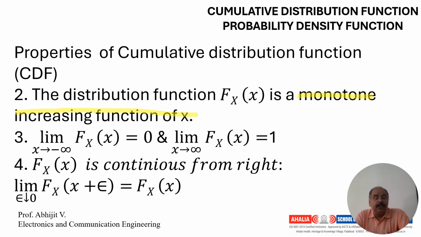And the next property is that F_X(x) is a continuous function, continuous from the right. Say, limit as e tends to 0, F_X(x plus e) is equal to F_X(x).